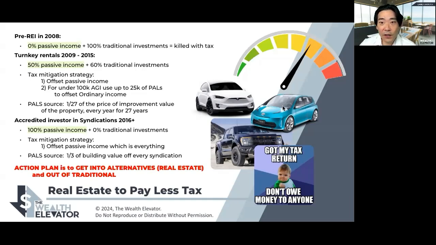But then over the years, you move more into the hybrid model. And then we want to move to the 100% electric model where you have very efficient taxes. Most of it is passive income, and a lot of it is coming from very little traditional investments that create that ordinary income.